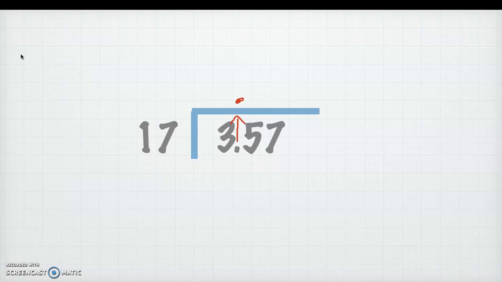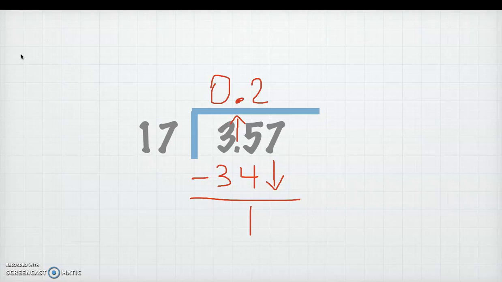So I'm dividing 17 into 357. For my first step, how many times can 17 go into 3? That's 0 times. So I'm going to place 0. Now let's move on. How many times can 17 go into 35? That's twice. So we know that 17 can go into 35 2 times. So let's go ahead and multiply. 17 times 2. 2 times 7 is 14. I carry the 1. 2 times 1 is 2, plus 1 is 3. I'm going to subtract. It's going to give me 35 minus 34. That's 1. And I bring down the 7.